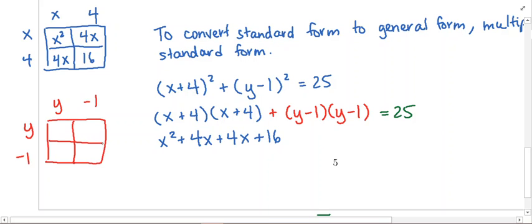Okay, so this time we're going to get y times y as y squared. Y times negative 1 is negative y. Negative 1 times y is negative y, and then negative 1 times negative 1 is positive 1. Okay, so you are adding the result of this multiplication, because remember, standard form has a plus sign in the middle. So this plus sign is this plus sign. The result of multiplying y minus 1 times y minus 1 is going to be y squared minus y plus 1. And then you still have the 25 on the other side.